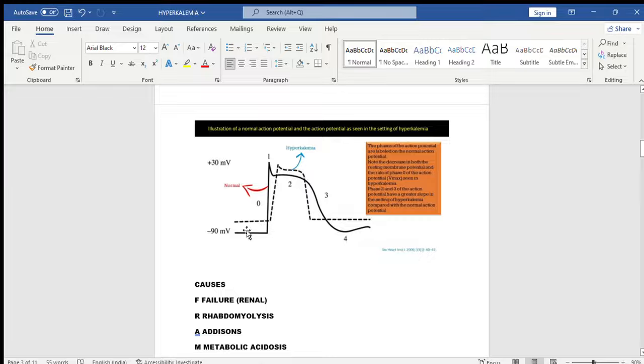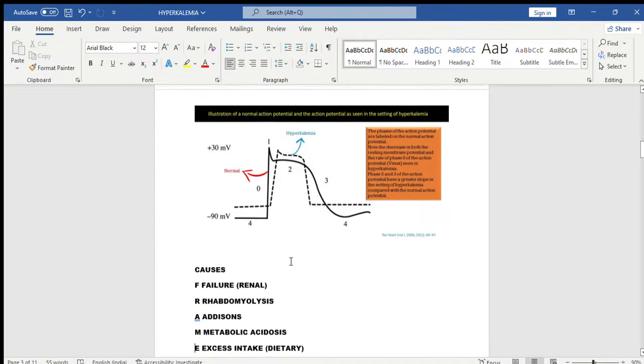Hence the resting membrane potential will rise from minus 90 millivolts to, you could say, around minus 70 millivolts. So that can cause an exhaustion of the cardiac myocytes. That's the reason why hyperkalemia becomes a medical emergency. Now let's look at the causes.